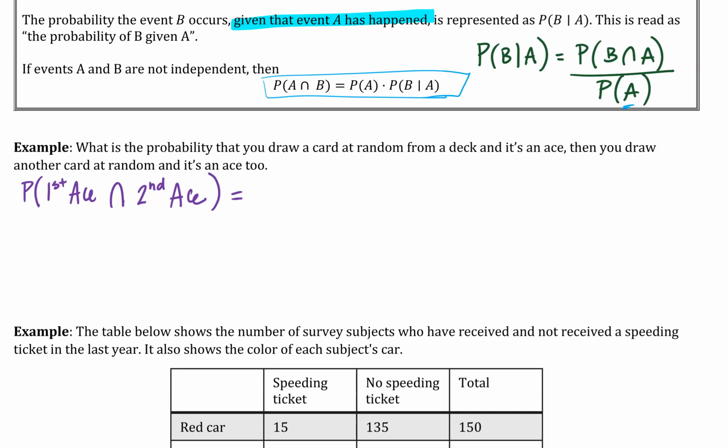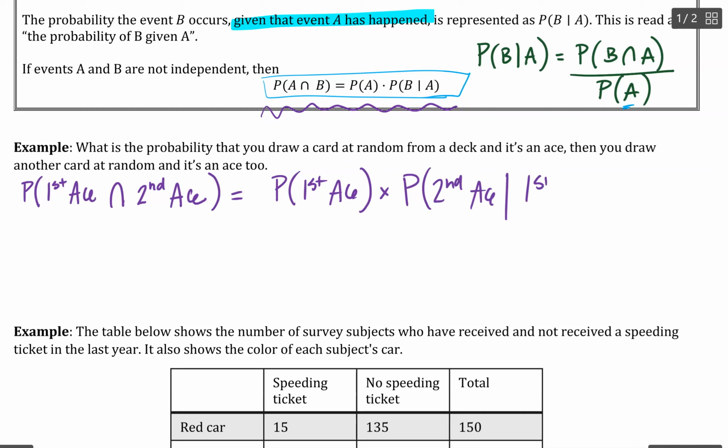So we're looking to this formula right here. We want the probability that the first is an ace and the second is an ace. So let's fill in the notation of this formula. We'll take the probability of that first event, the first card being an ace, and multiply that by the probability that the second card is an ace, given that the first card is an ace. The reason we're using this formula is because the second card being an ace is not independent of the first card being an ace, because we are keeping the card.